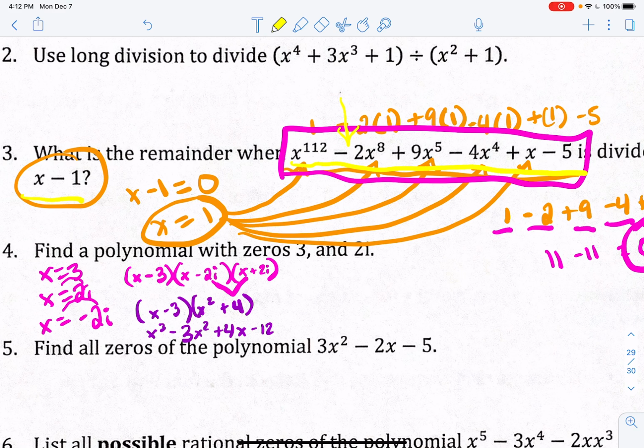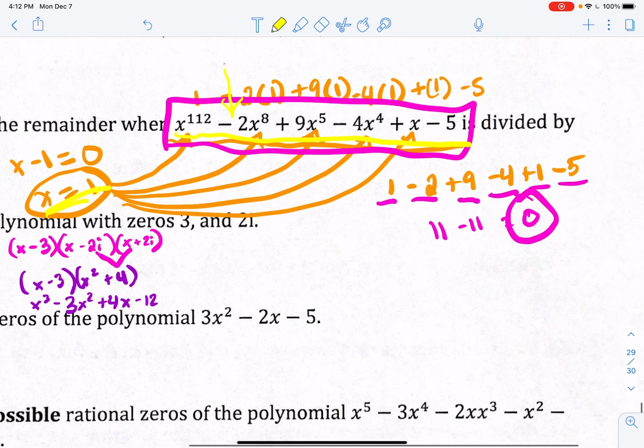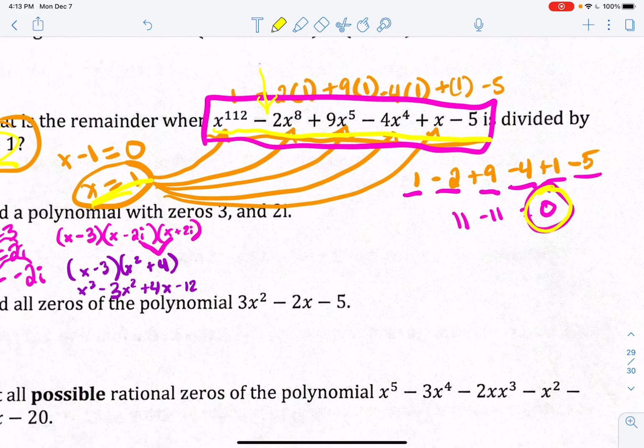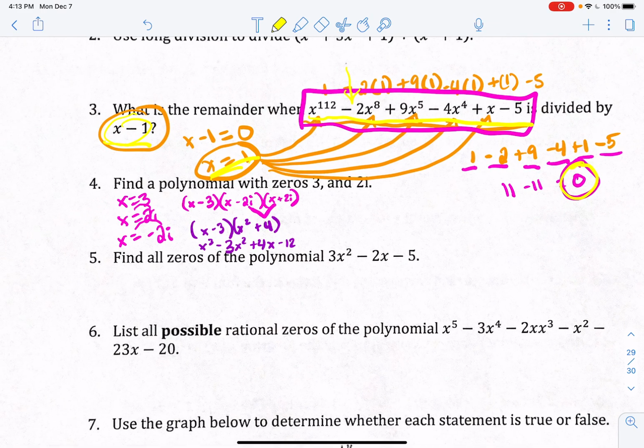But we have a special kind of cool rule that says that if I take x minus 1 and set it equal to 0, then x equals 1, and then I can just take that 1 and plug it in. And when we plugged it in, we got 0 as an answer, which means that if I would actually divide it out, I would get 0 as a remainder, okay? Just in addition to that, if 0 is my remainder, then that means x minus 1 factors into this guy perfectly, okay? So that was just another cool feature about that.